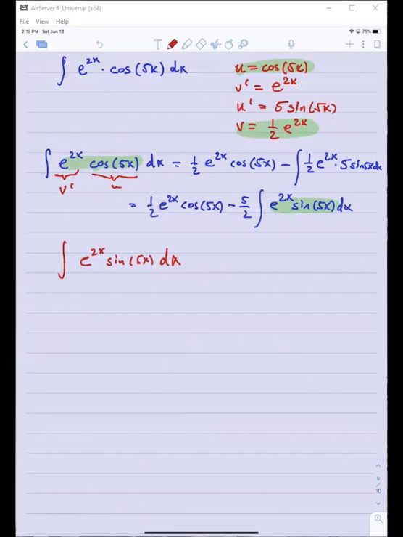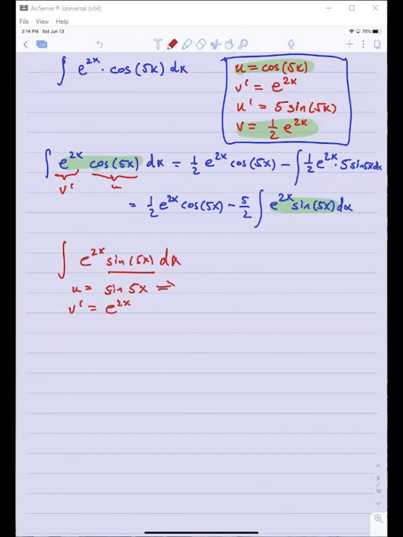Well, again, make sure you stick with the pattern of substitution you picked. This time, you went with this pattern, so you have to stick with that pattern. Okay, so that means I should be letting u equal sine 5x. I should let v prime equal e to the 2x again. And of course, that means u prime should equal 5 cosine 5x.